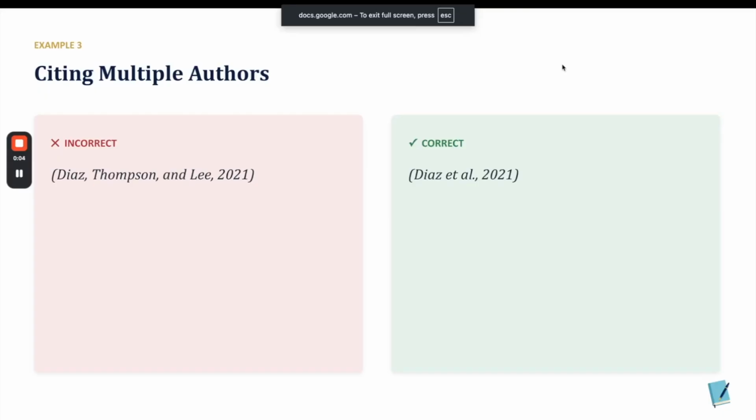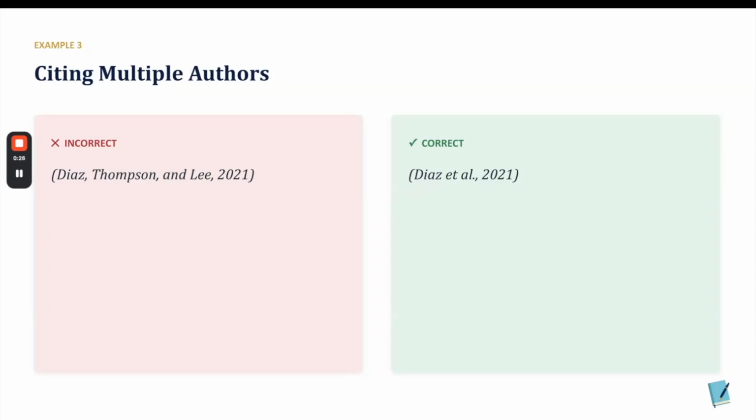Another mistake that I see very, very often is that people are not sure what to do when there are 3 or more authors on a particular text. Whenever you have 3 or more authors on a particular text, you use the phrase et al. with a period. Let's take a look. Citing multiple authors is a tricky one for a lot of new students. Diaz, Thompson, and Lee, those are the authors of this piece from 2021, right? So I should include all of their names to make sure that I'm giving credit where credit is due. That is definitely a very well-intentioned effort right there.